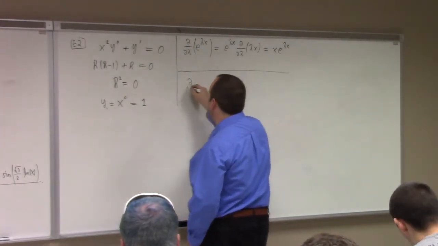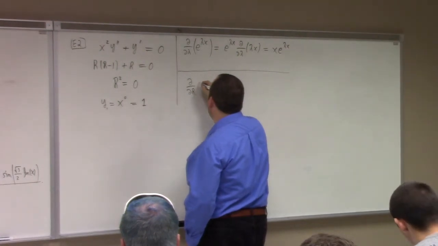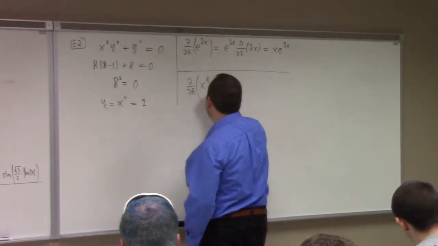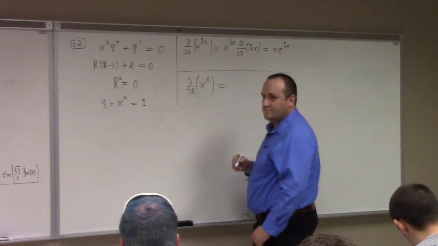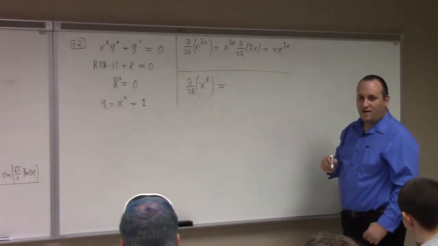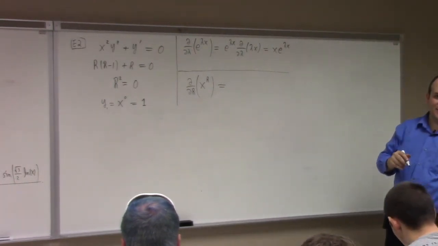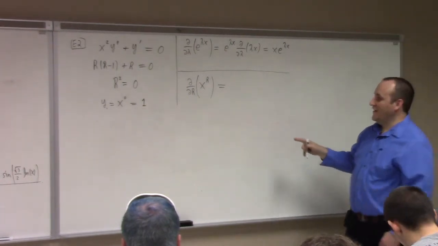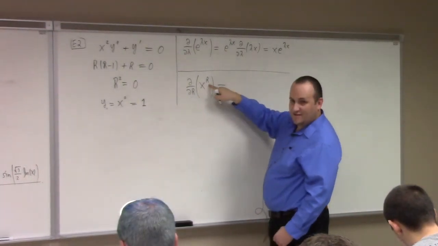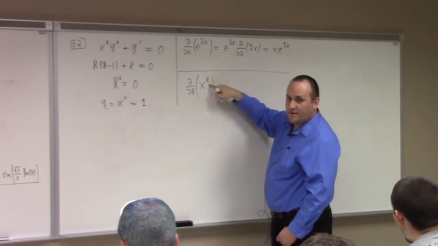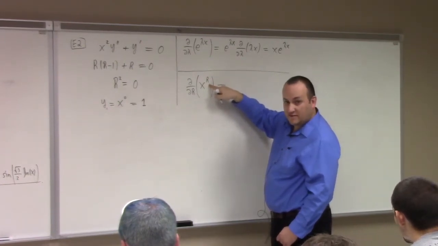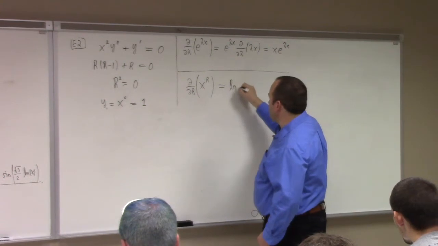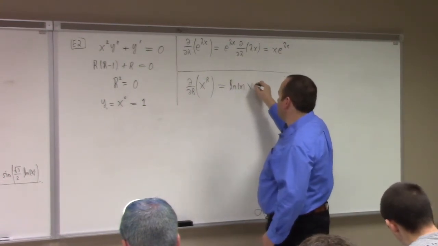What would be partial r of x to the r? You're like, r times x to the r minus 1. No! That's a different differentiation. Now we're differentiating with respect to the exponent. This is an exponential function with respect to r. The base is fixed at x. So we have log x, x to the r.